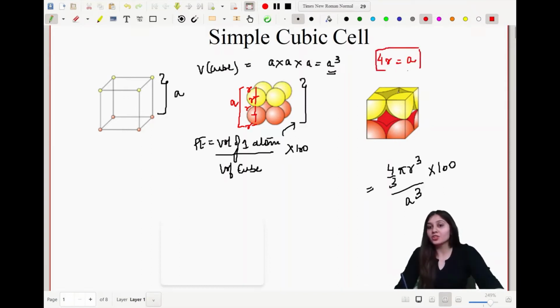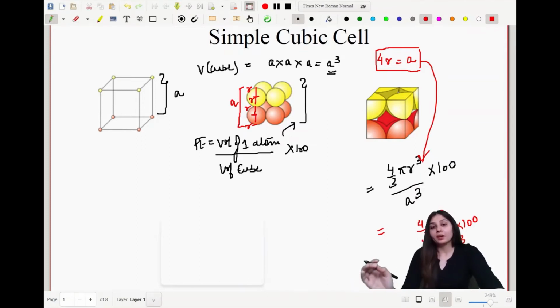Eureka! We have a relation between the two variables which we had, r and a, and we can substitute that in our equation and find the value. So if I solve it further, we have 4/3 pi r cube divided by a cube, and instead of writing a cube, I can just write (4r) cube, into 100. If I solve this, I will get the value 52.4%, and this is my packing efficiency in case of the simple cubic unit cell. So only 52.4% is filled, and the rest of the space is empty. So for a simple cubic unit cell, packing efficiency is not so high.